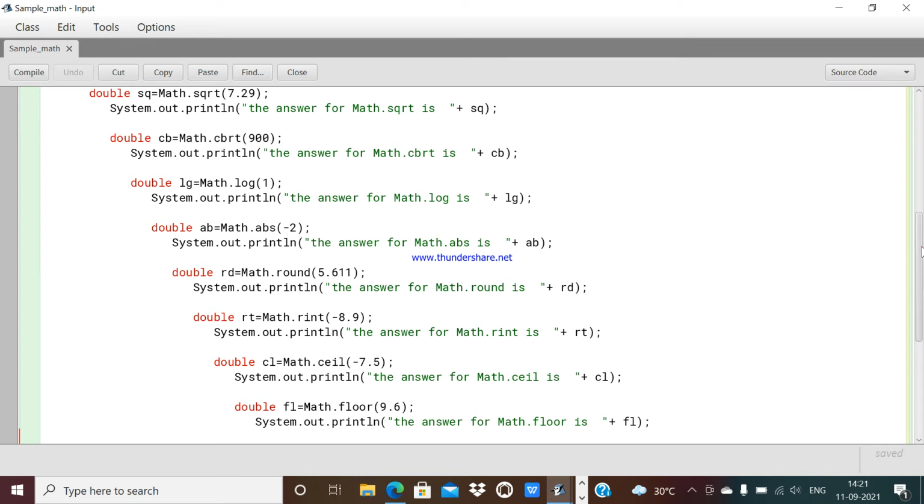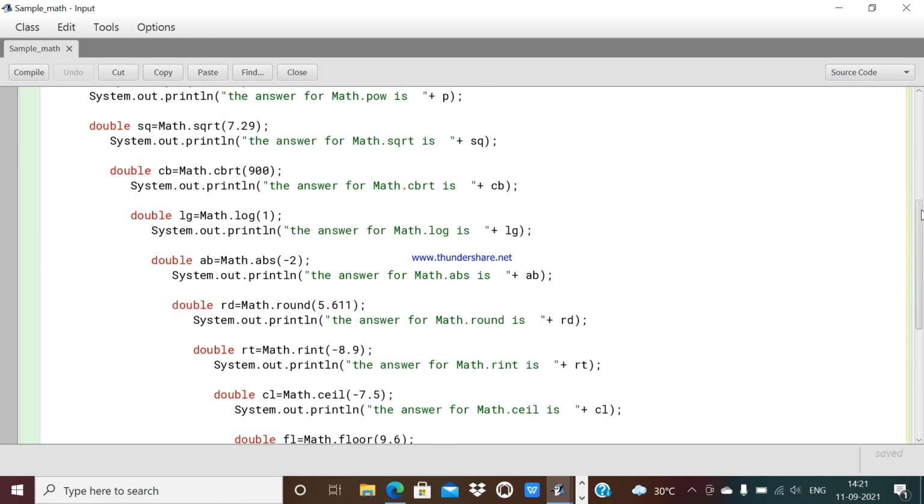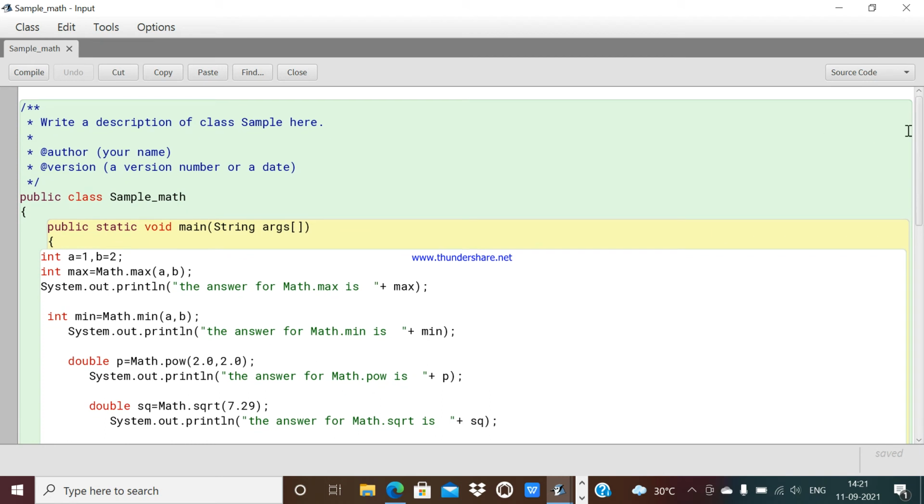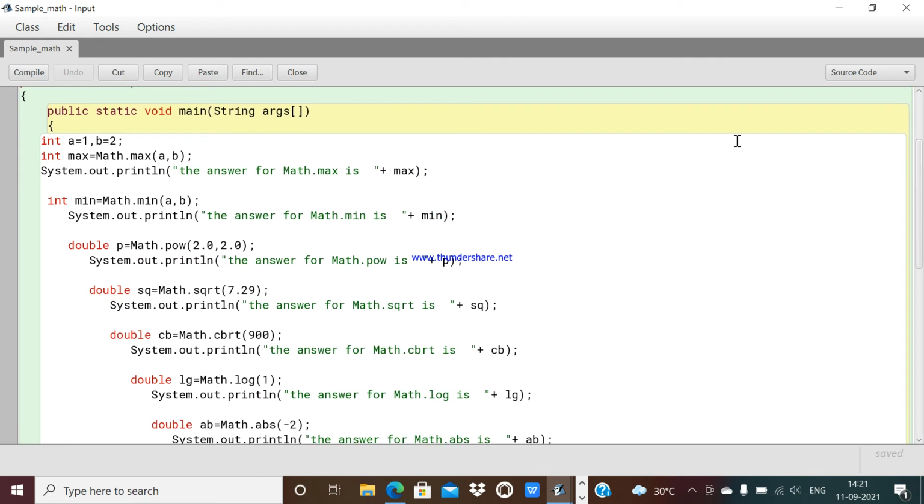So, dear students, here I have made a program where I have implemented all these functions. Here the numbers I used are 1 and 2. The value of A I am giving is 1 and the value of B I am giving is 2. First, I am going to find out the maximum number between 1 and 2. So for that I will simply use this Math.max function. Second, I am going to find out the minimum number between A and B, that's why I am using Math.min.